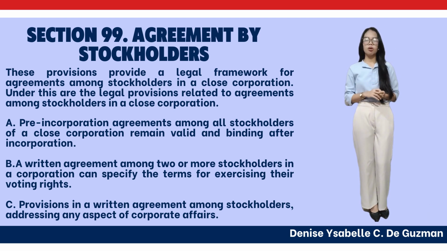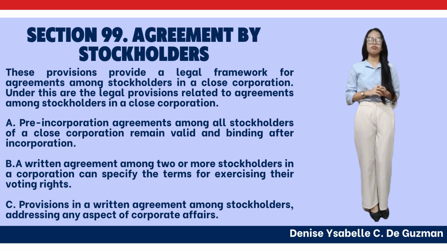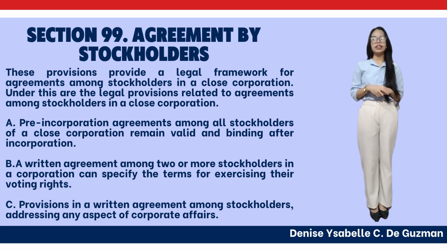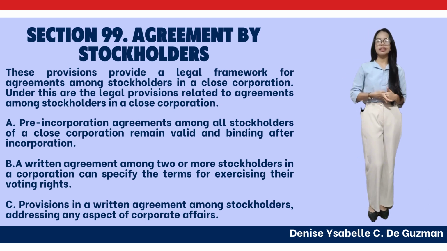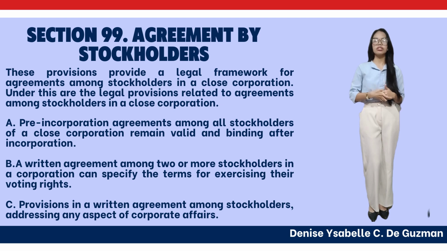A written agreement among two or more stockholders in a corporation can specify the terms for exercising their voting rights. This agreement may outline how the shares held by the stockholders will be voted, either based on agreed-upon terms or in accordance with a mutually established procedure. Provisions in a written agreement among stockholders addressing any aspect of corporate affairs will not be invalidated on the basis that they might create a partnership-like relationship among the stockholders.